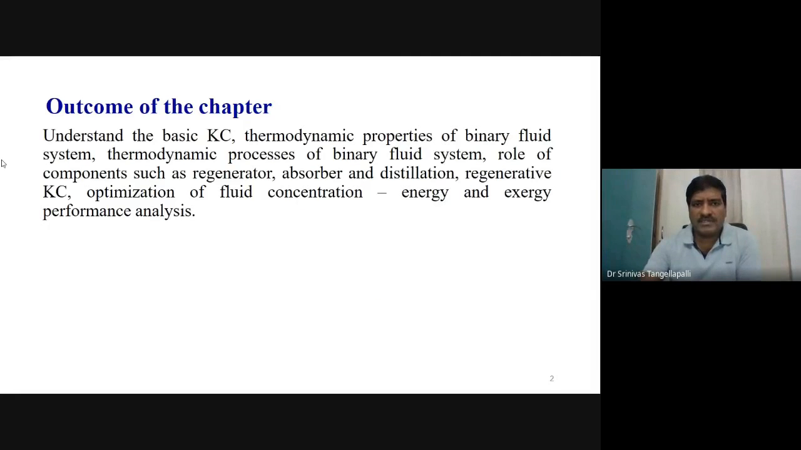In this chapter, we focus on the Kalina cycle. What are the main contents of this chapter? The first one is I'm going to explain the basic Kalina cycle system, with essential components and process. And then I'm extending the presentation to a discussion on thermodynamic properties of binary fluid system, because this Kalina cycle is working on a binary fluid system. In earlier cycles, this is a single fluid system, that's Rankine cycle, either organic Rankine cycle or steam Rankine cycle. But here, the Kalina cycle has two fluids mixed together. That's why it is called a binary fluid system.